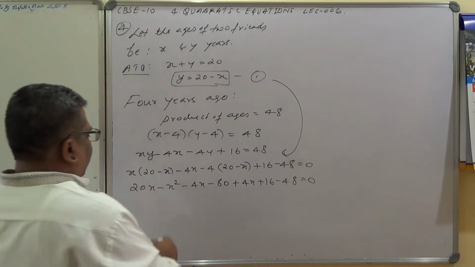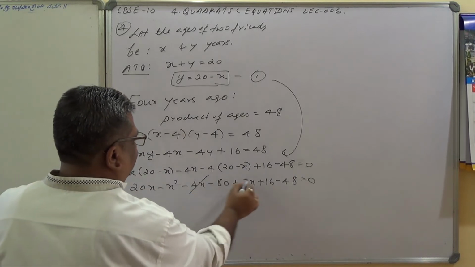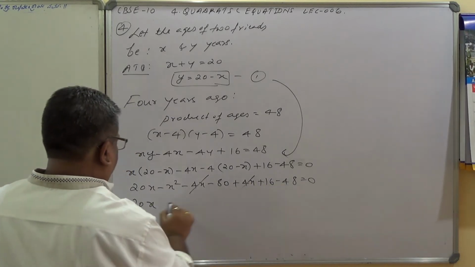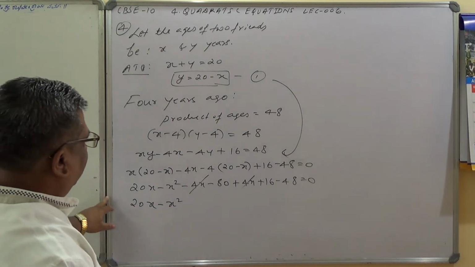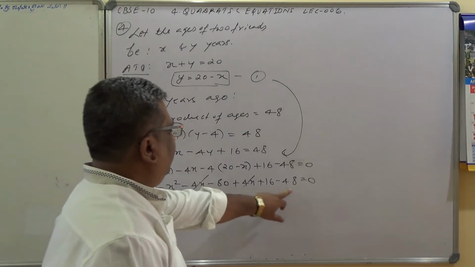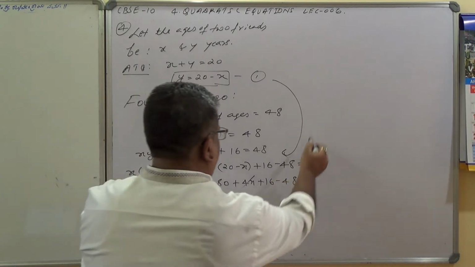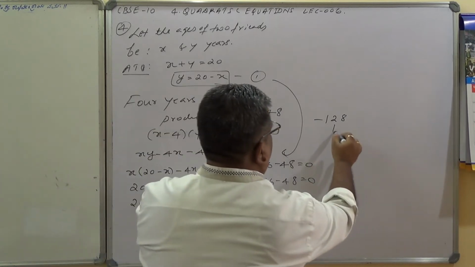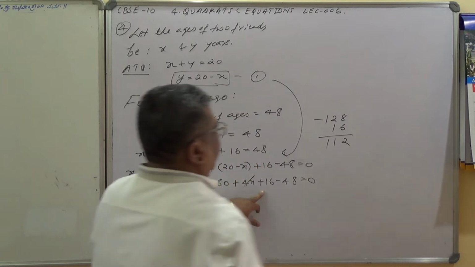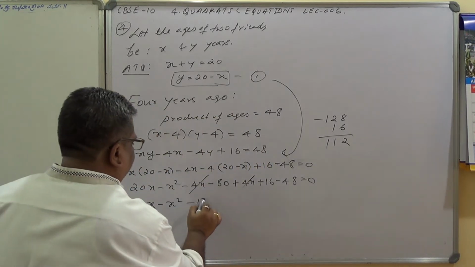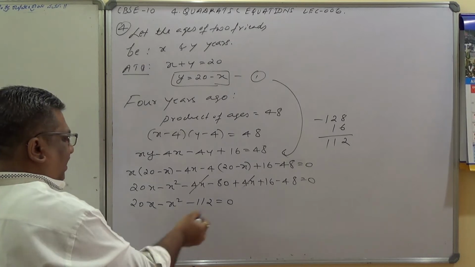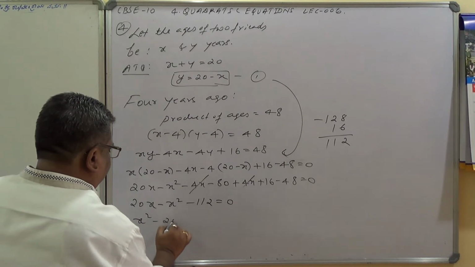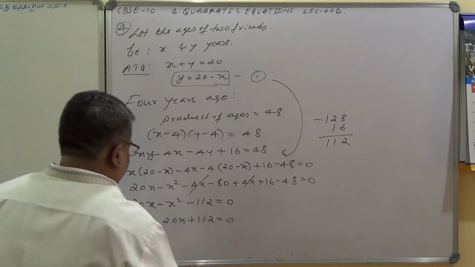Correct? Now minus 4x plus 4x cancels. So 20x minus x square, and 80, 16, 48: minus 80 minus 48 is minus 128, plus 16, minus 112. Minus 112 equals 0. It is correct. Transpose everything to that side in order to make x square positive. Therefore, x square minus 20x plus 112 equals 0.